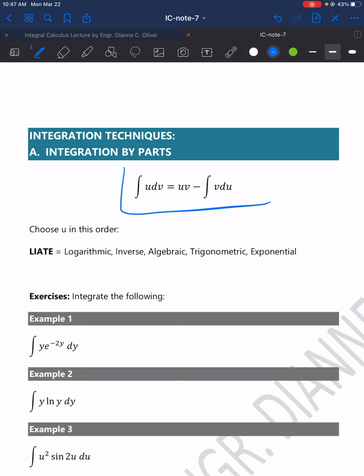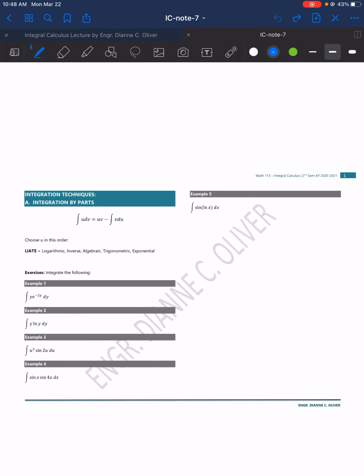Now here is the formula or the pattern. We have the integral of u dv is equal to uv minus the integral of v du. And we need to remember that in choosing the u here, we need to remember LIATE, wherein L is logarithmic, I is inverse, A is algebraic, T is trigonometric, and E is exponential. So whichever comes first in this order is the u, or the one we will let as u in the pattern. So let's try to solve these sample problems.